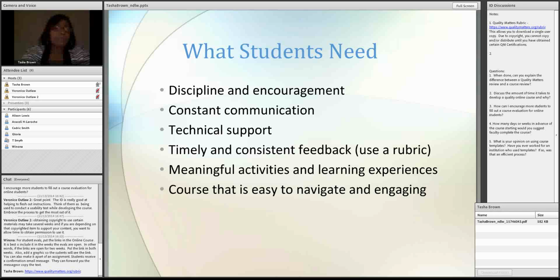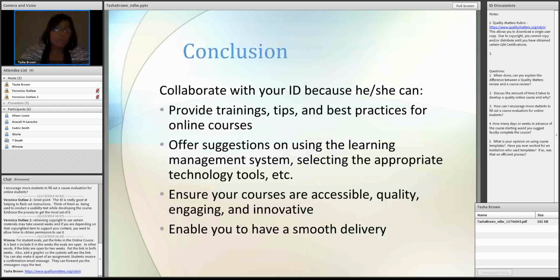You also want a course that is easy to navigate, and that's one that's engaging. You don't want to have a lot of stuff going on. Have one that is easy to navigate, and that is usually helped with the instructional video that you would do at the beginning.